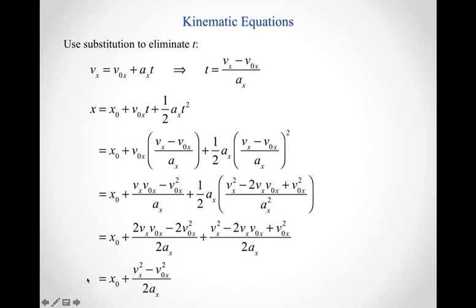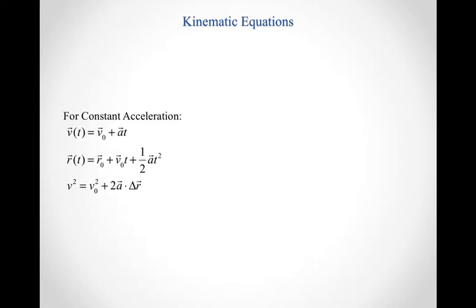And so I get x equals x naught plus vx squared minus v naught x squared over 2ax. And what we'll tend to do is simply rewrite that into this form. And so this is basically relating our other variables just without t, because we've eliminated time here. So what this means is, effectively, when we have constant acceleration, there are three equations.